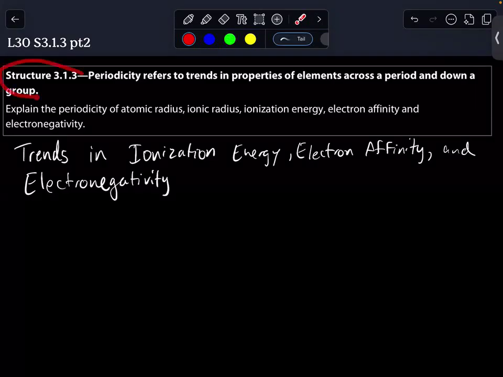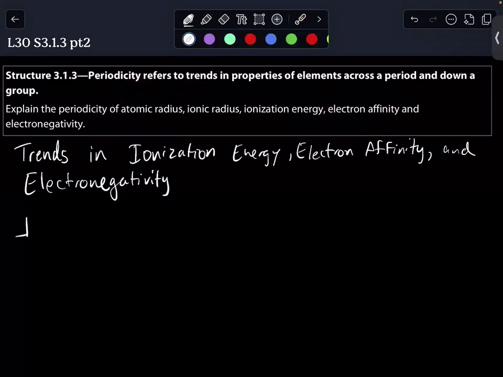So we're going to continue where we left off on periodicity. Specifically, now we're going to be looking at ionization energy, electron affinity, and electronegativity. However, this is all heavily based on atomic radius. So if you did not look at Lesson 29, the previous video, I suggest you go back and do so because we're going to reference it a lot.